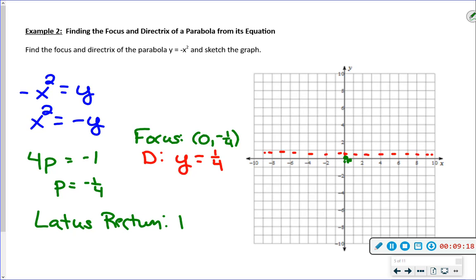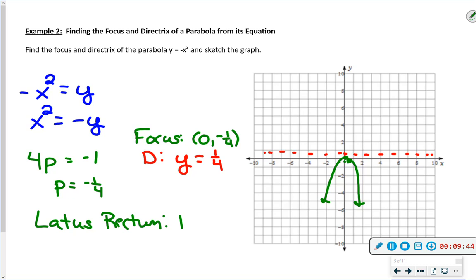So what does that mean as far as drawing it? This is so bad, the fractions. So the length of the latus rectum goes through the focus, and it has to be 1 unit wide. So from the focus, this is the worst fractions ever, I'm going to go a half to the right and a half to the left and make it 1 unit wide.